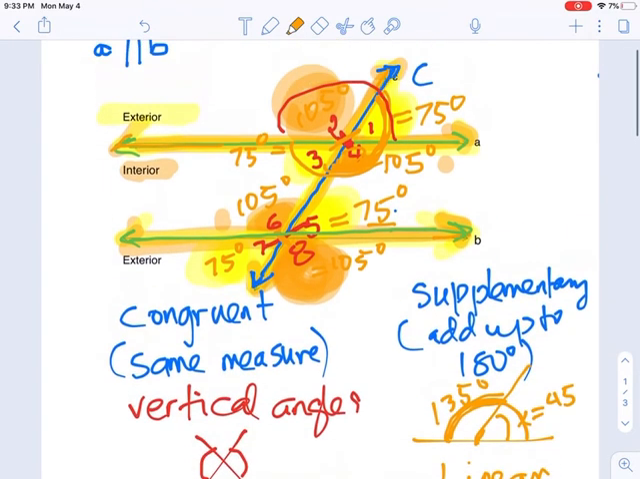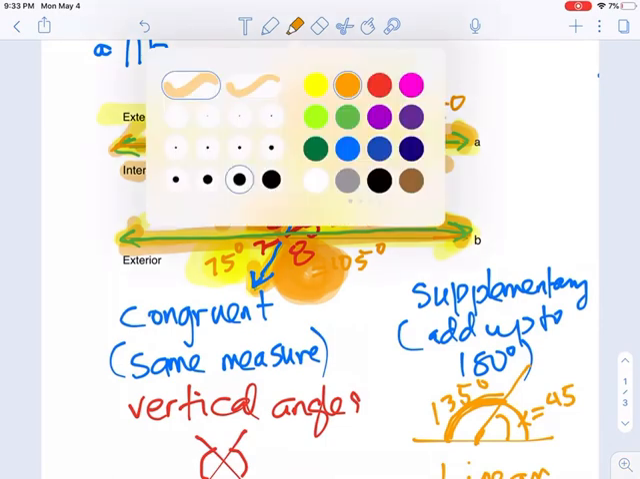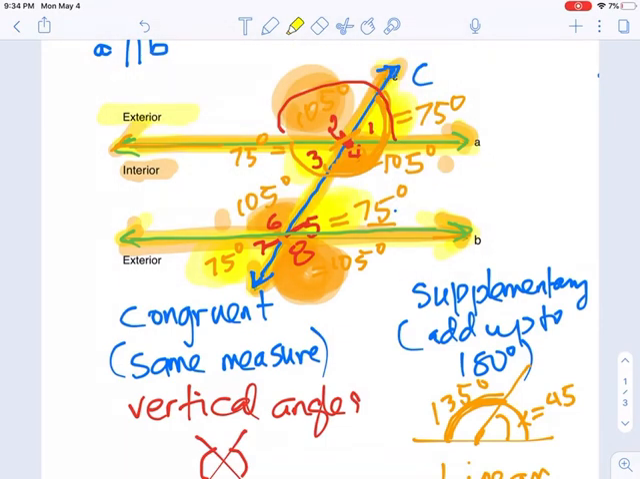All right? But there's something I wanted to point out as well. We can also see here that angle 4 and angle 5 add up to 180. Okay, angle 4 and angle 5 add up to 180. Angle 3 and angle 6 add up to 180. You can see 75 and 105 add up to 180. 105 and 75 add up to 180. Okay, and there's a reason for that.